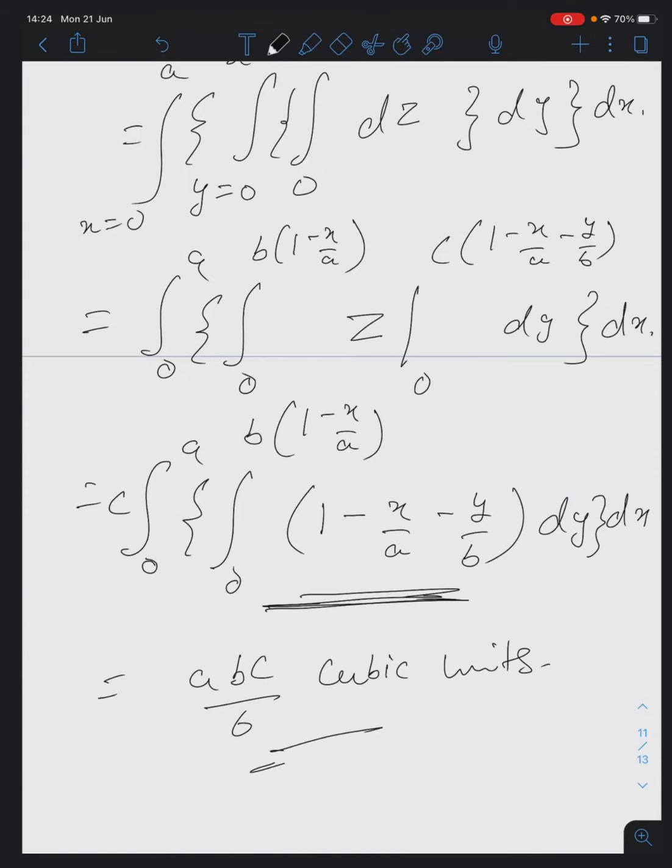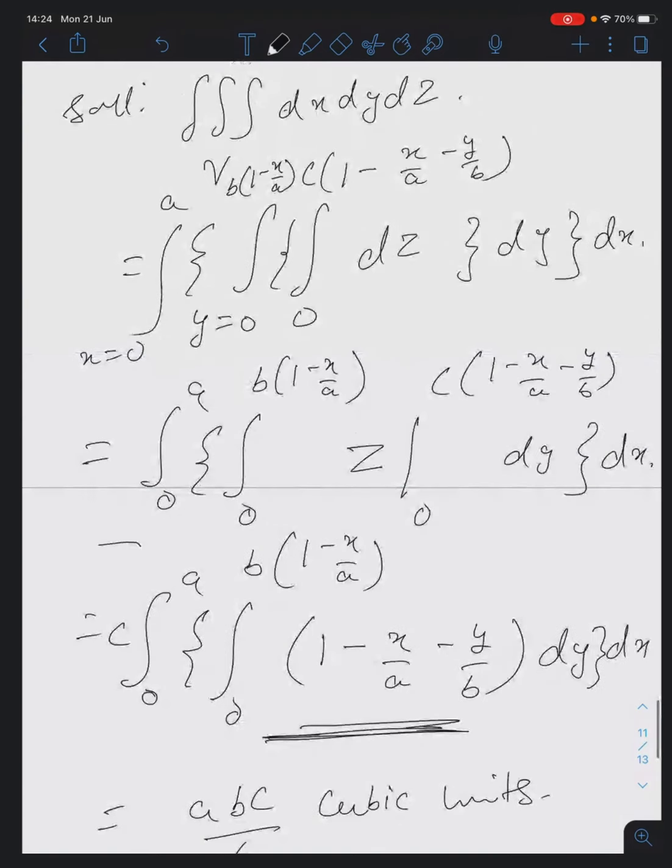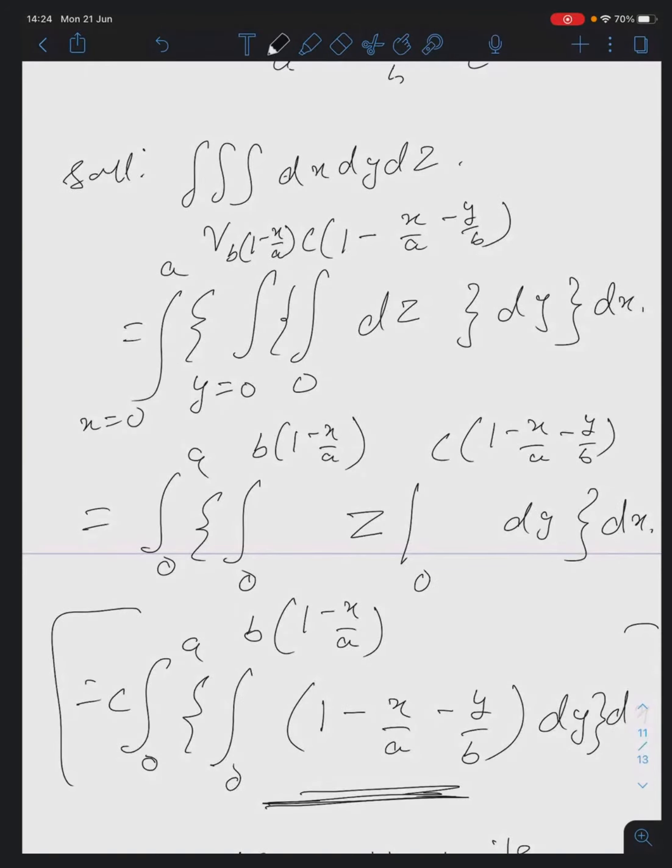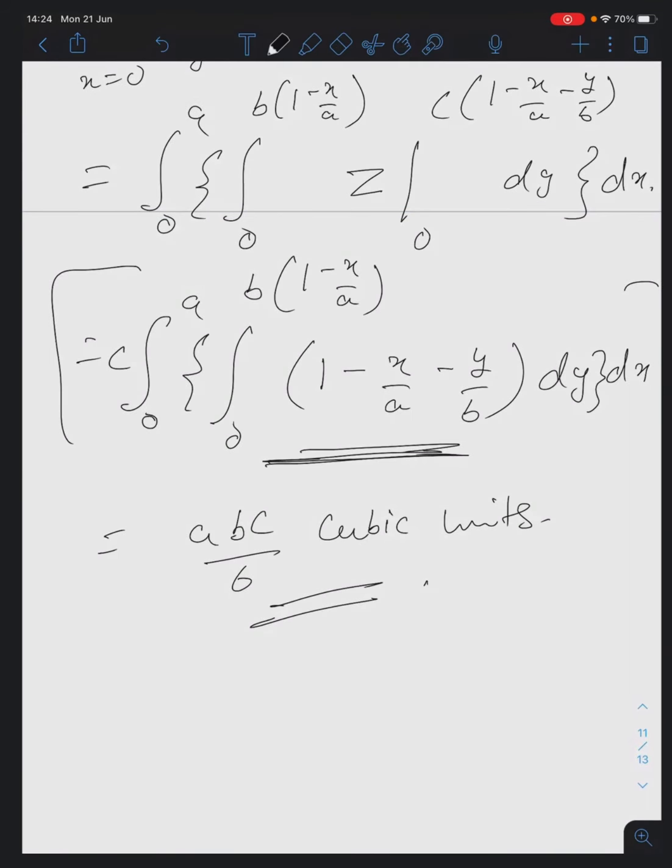The same answer you will get, because this is the double integral, and it's the same one that you have done earlier. That's why I'm not solving it. You will get abc by 6 units itself. Understood, all of you? Yes, ma'am.